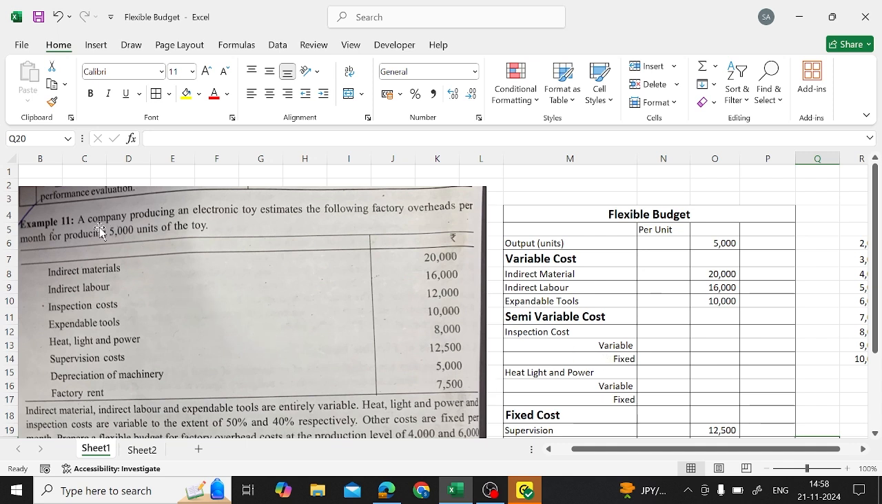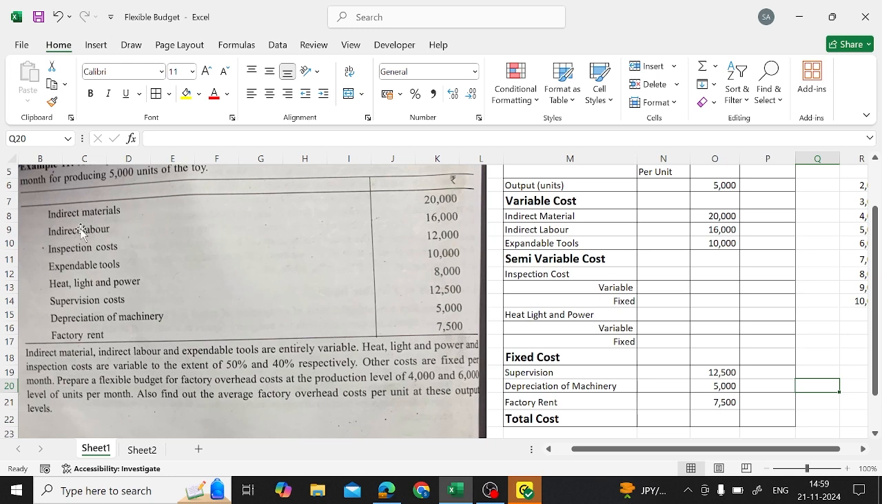So first question is, a company producing an electronic toy estimates the following factory overhead per month for producing 5,000 units of a toy. So you have been given the estimated material for 5,000 toys, indirect labor, inspection costs, expendable tools, heat, light, power, supervision costs, depreciation and factory rent. Indirect material and indirect labor and expendable tools are entirely variable. So these are the variable cost. Heat, light, power and inspection costs are variable to the extent of 50% and 40% respectively. Other costs are fixed per month.